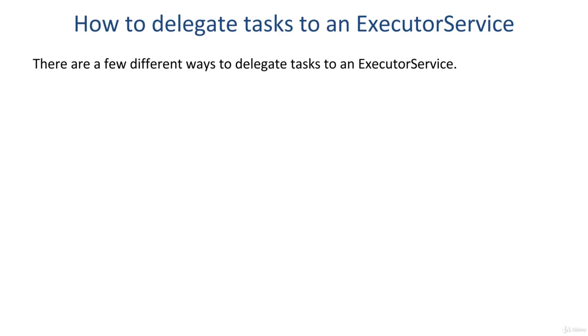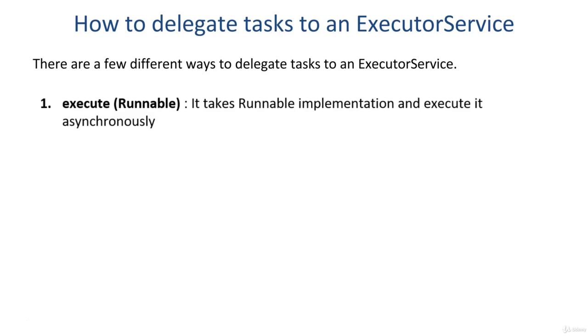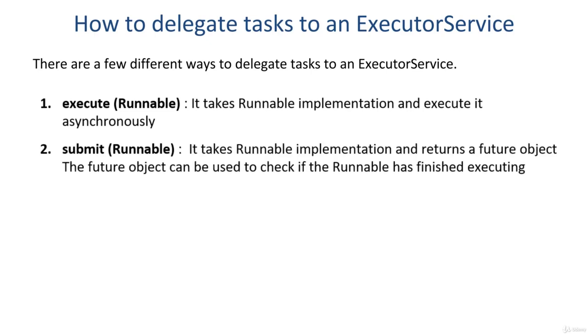How to delegate tasks to an executor service? There are a few different ways to delegate tasks to an executor service. The first one is execute. It takes a runnable implementation and executes it asynchronously. The second one is submit. It takes a runnable implementation and returns a future object. The future object can be used to check if the runnable has finished executing.